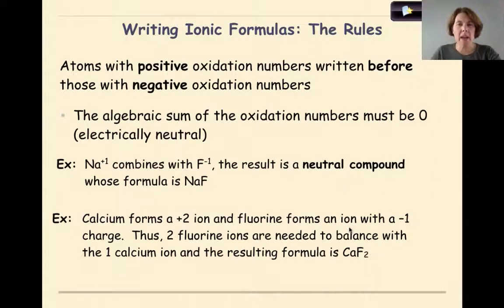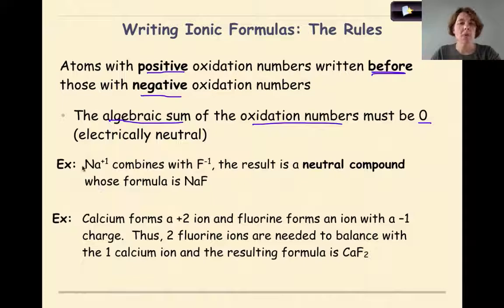How do you write ionic formulas? Well, general rules. Atoms with positive oxidation numbers will be written before those with negative oxidation numbers. Typically, this is going to translate into your metal being written first and your nonmetal being written second. Now remember, the algebraic sum of the oxidation numbers must be equal to 0. In other words, electrically neutral, and we just talked about this when we assigned oxidation numbers in the last video.